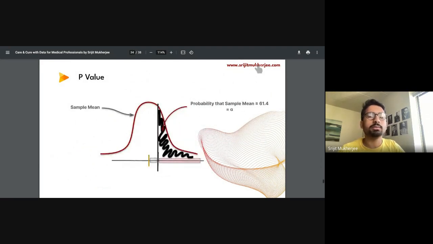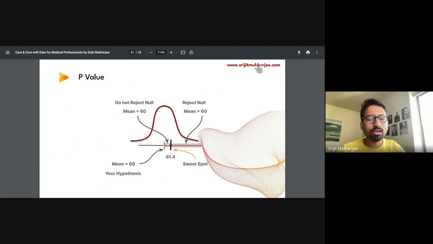Now with this, another concept comes, called the p-value. Let's say your mean is like 60. When your sample mean is between 60 and 61.4, the sweet spot, you cannot reject the null hypothesis. But when it's more than 61.4, the sweet spot, you reject the null hypothesis and conclude mean greater than 60.